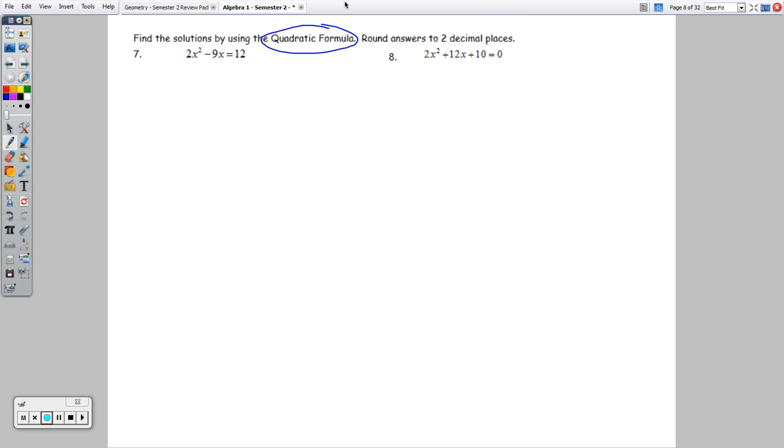Quadratic formula. So you've got to know the quadratic formula as x equals negative b plus or minus the square root of b squared minus 4ac all over 2a, or a little less flowery, x equals negative b plus or minus the square root of b squared minus 4ac all over 2a. Pop Goes the Weasel tune right there. It can help you remember that.